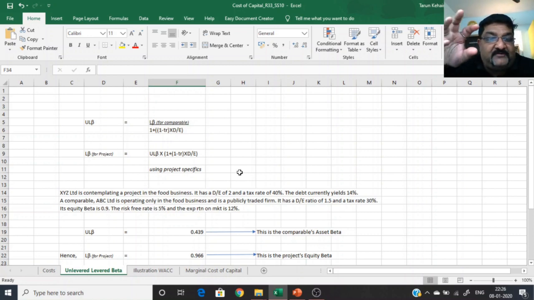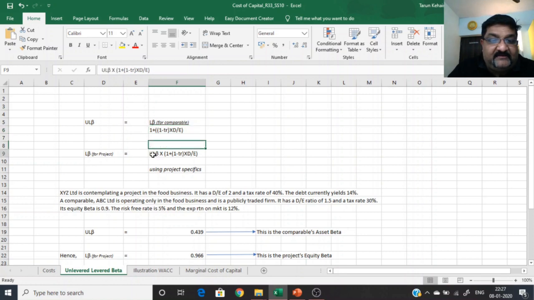Now let's say you are valuing a particular organization and you want to use the capital asset pricing model. You must use the beta which is specific to a particular project. If you do not have the beta for that project, you can take the beta for a comparable, the levered beta, and then unlever that beta. Whenever you need to unlever the beta, you need to divide by 1 plus (1 minus TR) into the debt equity ratio, where TR is the tax rate.